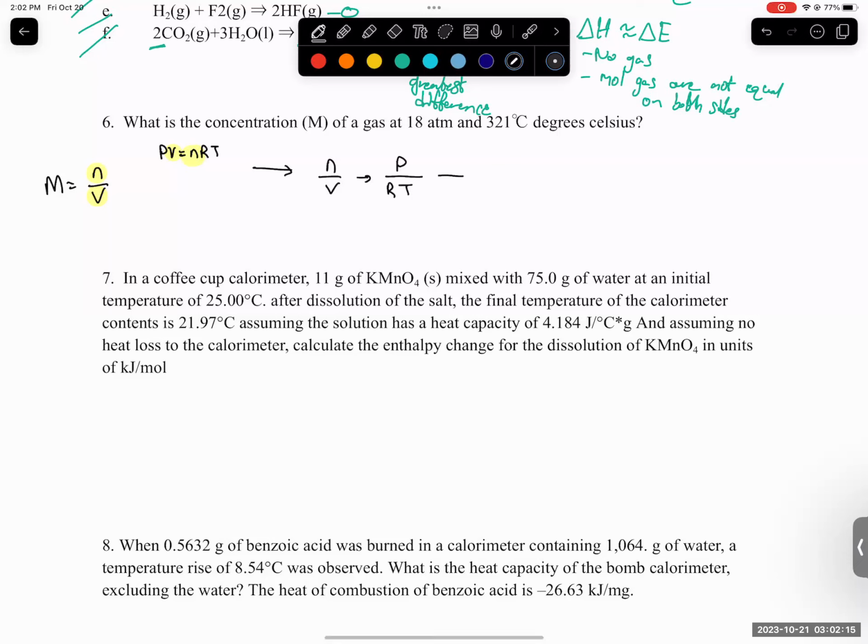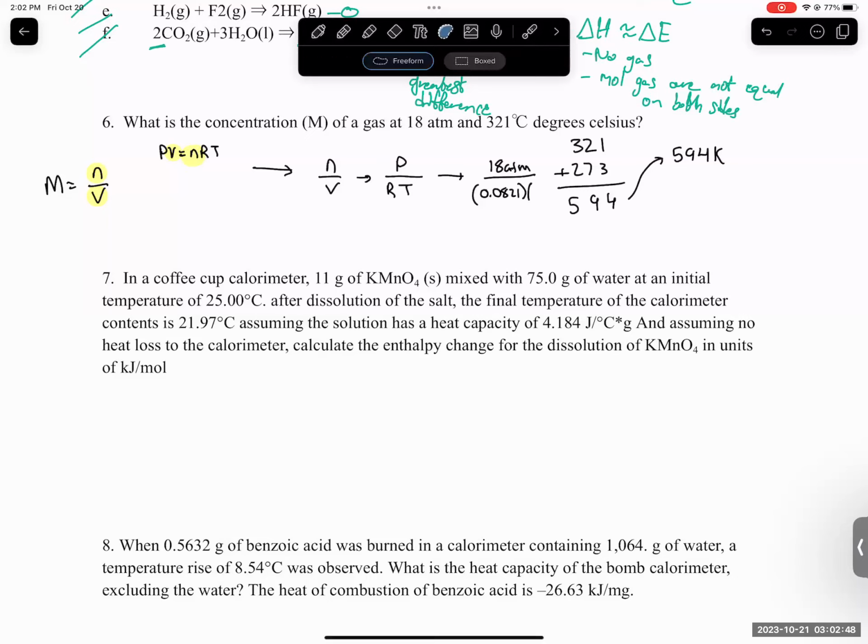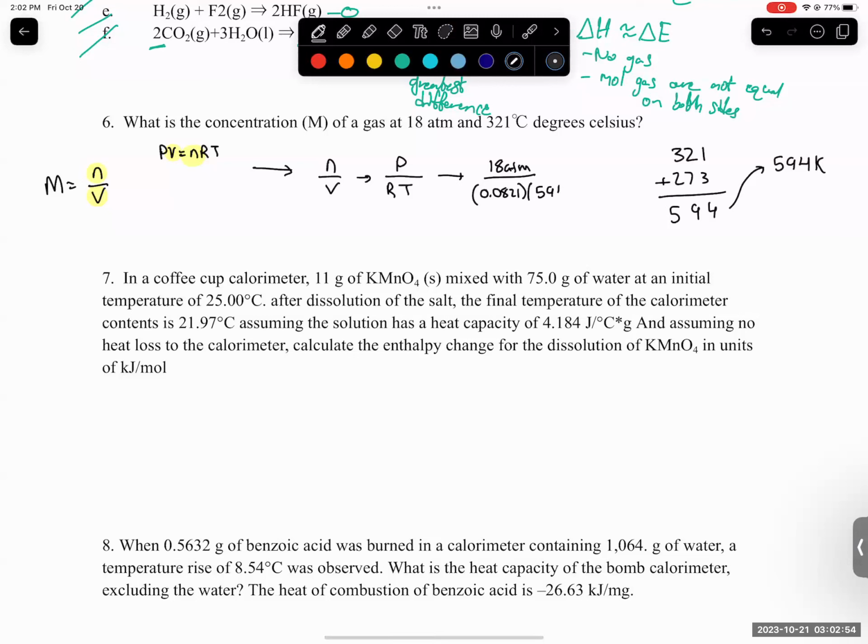So in order to get to Kelvin, we just add 273 to this number. That would be 594 Kelvin. That's the temperature. So now we just plug all this in. So it was 18 atmospheres over 0.0821 multiplied by the 594 Kelvin.